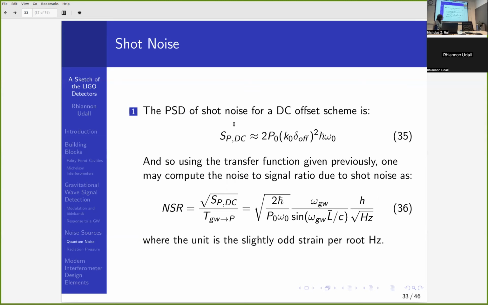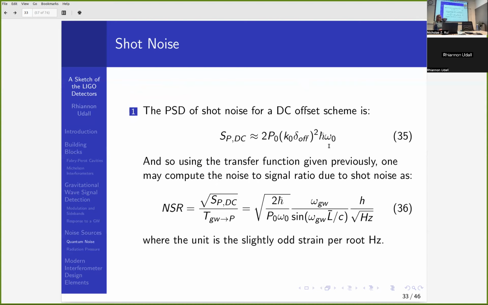So they have this PDF. You derive this with some quantum mechanics. It's also surprisingly similar to the classical derivation. But the relevant bit is that it depends on carrier frequency and carrier power, but nothing about the gravitational wave frequency.